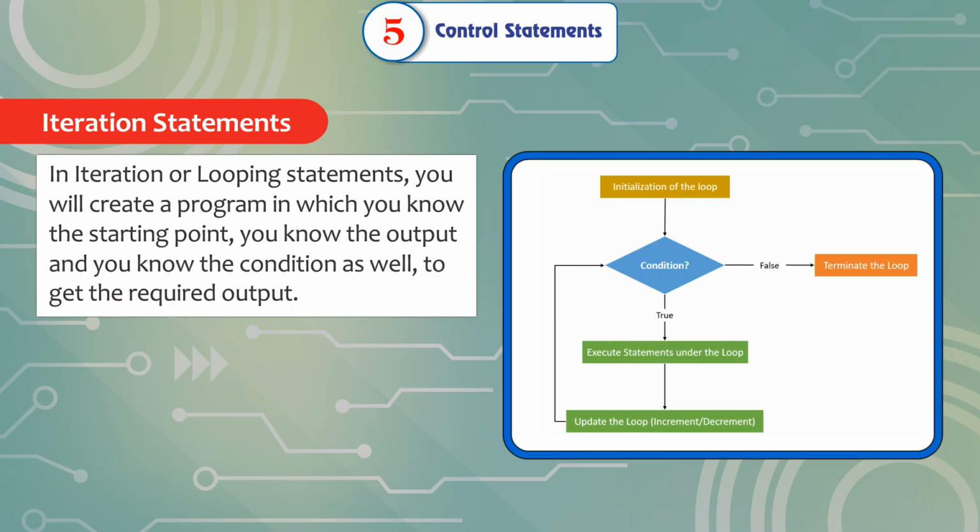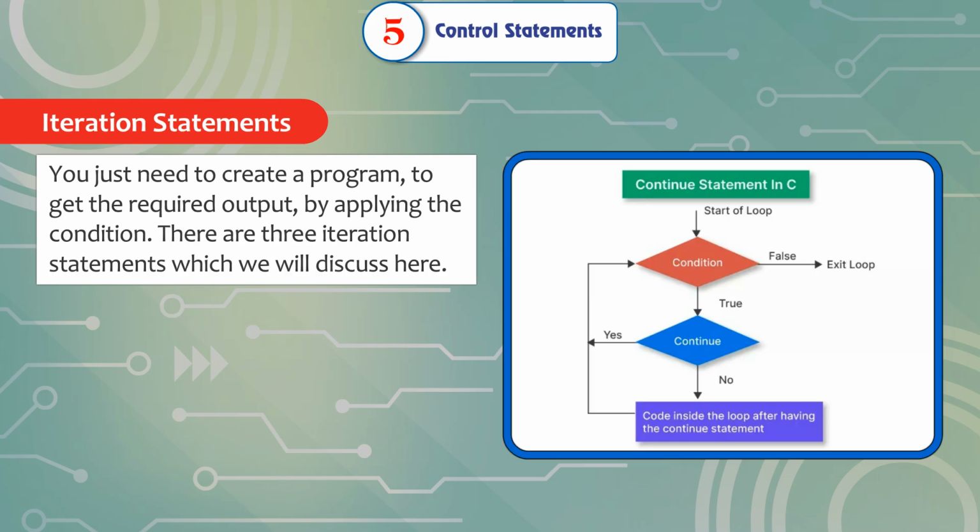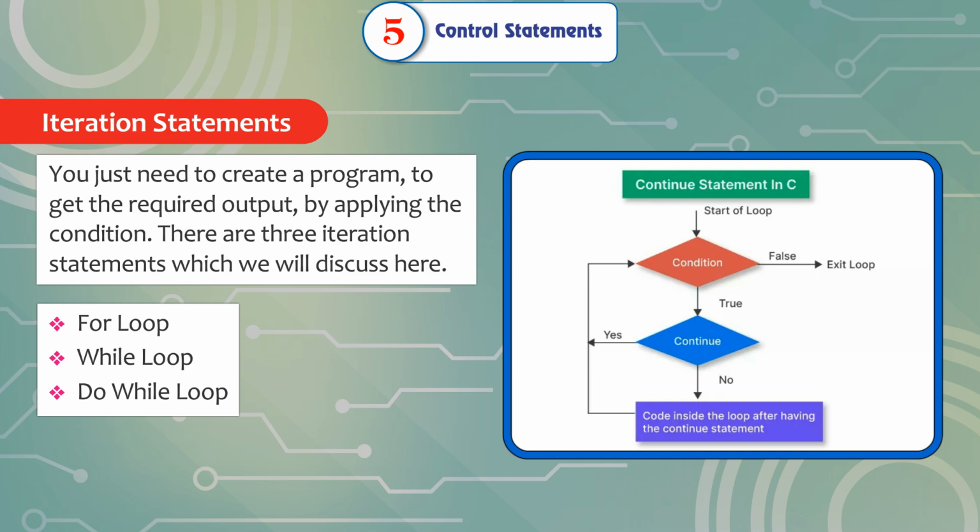In iteration or looping statements, you will create a program in which you know the starting point, you know the output, and you know the condition as well. To get the required output, you just need to create a program by applying the condition. There are 3 iteration statements which we will discuss here: for loop, while loop, do while loop.